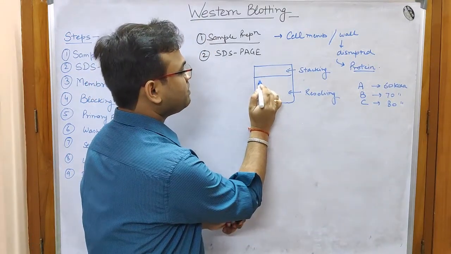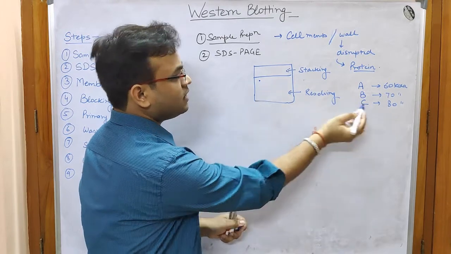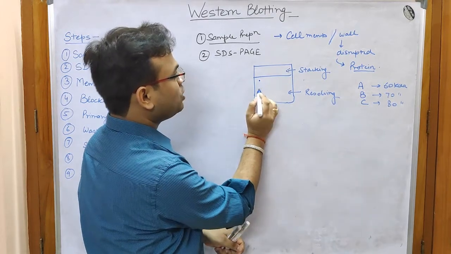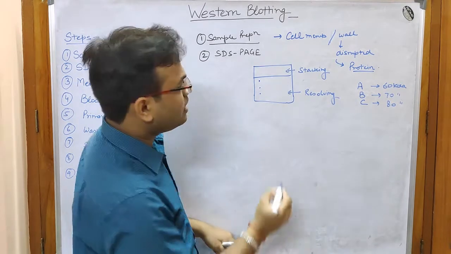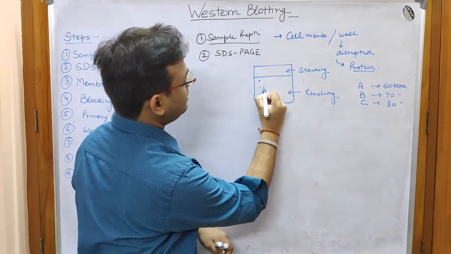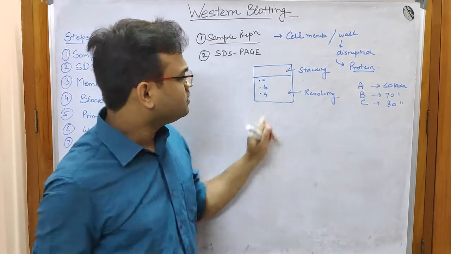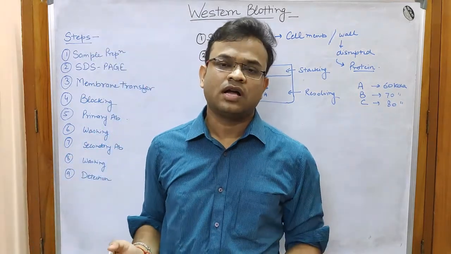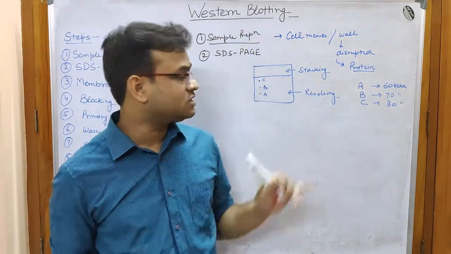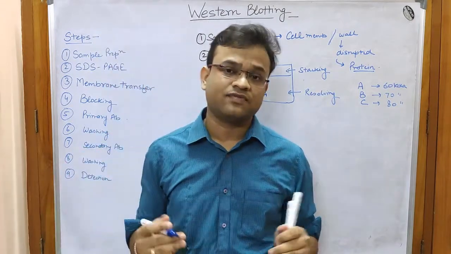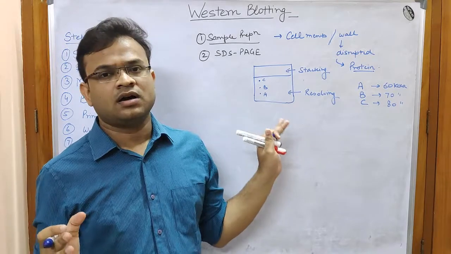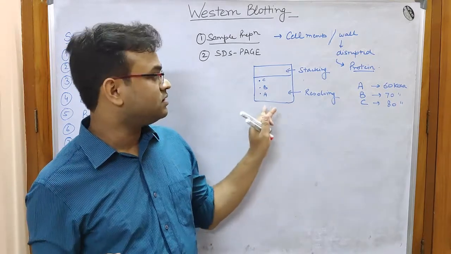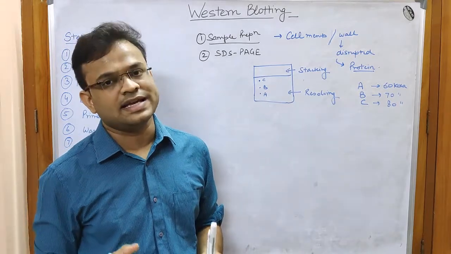Suppose C would be present over here, followed by B, and then followed by A. A would travel the most distance. It will be like A, B and C. So this is basically what would come out of the SDS-PAGE gel, what we get after the gel has run. We would have the proteins separated on the SDS-PAGE.